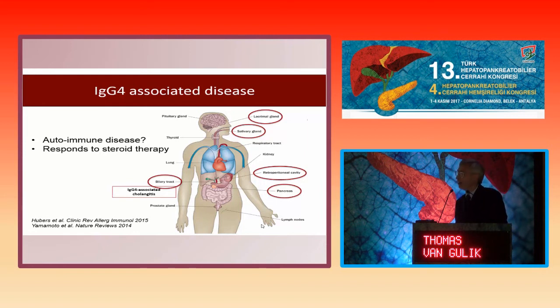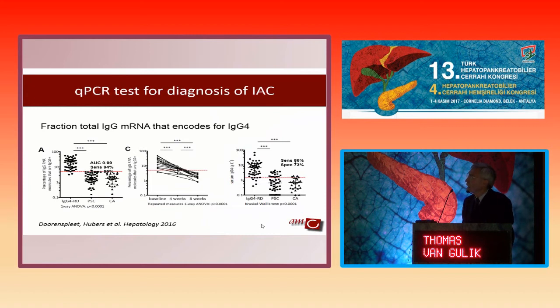So how can we identify those patients with IgG4-associated cholangitis? Well, you can measure IgG4 plasma levels, but that is not very reliable because 20% of patients with a hilar cholangiocarcinoma also have an elevated IgG4 level in their blood. So that is a problem. One of the things we have developed in our center is a qPCR test which can detect the fraction of total mRNA that encodes for IgG4, and that is a more accurate way of detecting the disease.